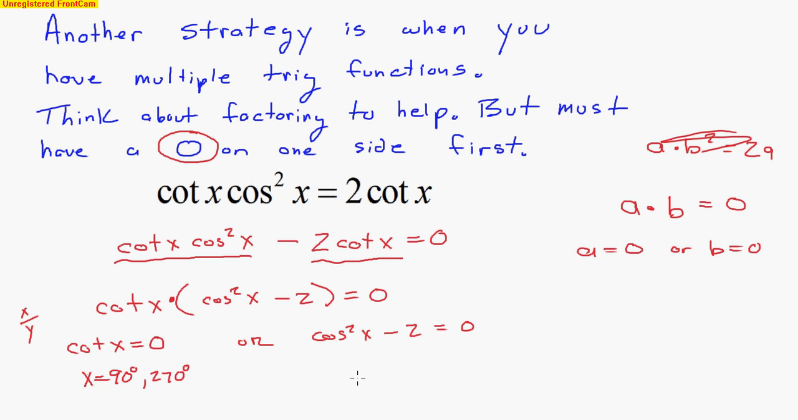All right, now for this next one I got to solve. Let me add 2 to the other side. Cosine squared of x equals 2. Let me take the square root of both sides. Cosine of x equals, don't forget the plus or minus, the square root of 2.